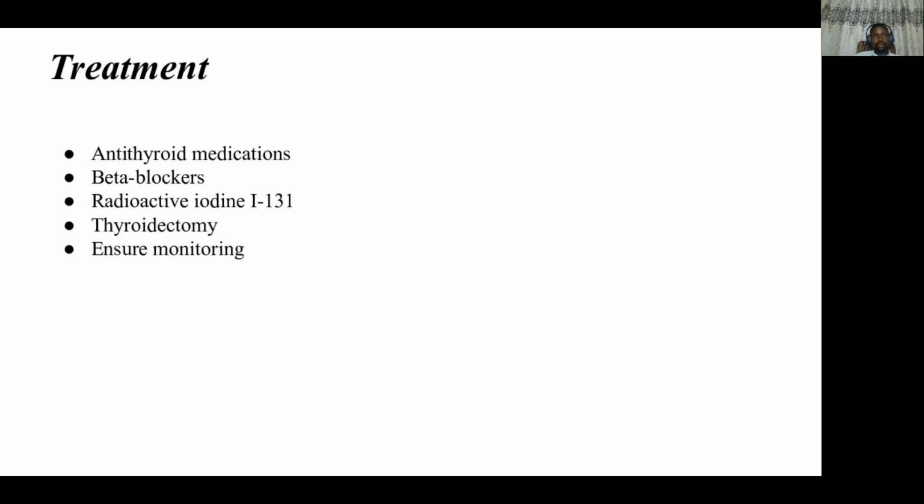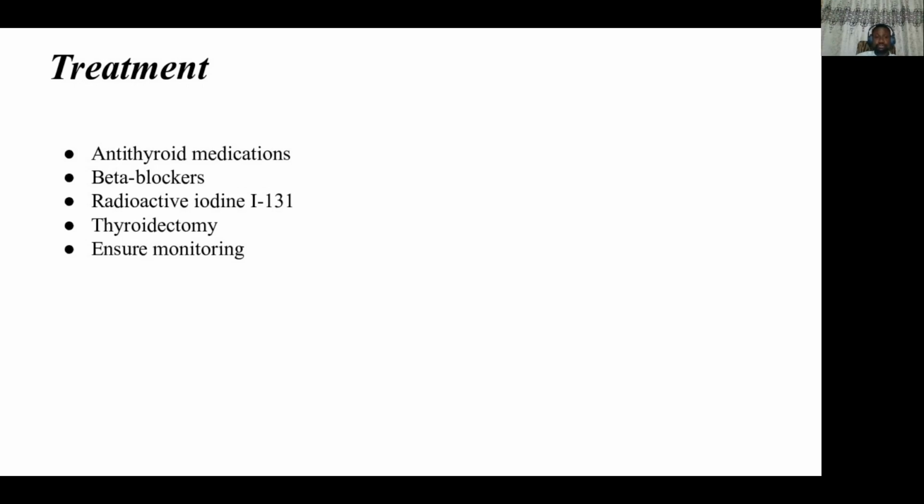So when we've confirmed and found positive findings during our investigations, the patient can be treated with antithyroid medications like carbimazole or propylthiouracil to inhibit thyroid hormone synthesis. You can also administer beta blockers like propranolol for symptomatic relief of the tachycardia and tremors. Radioactive iodine, I-131, destroys overactive thyroid tissue. So this can actually help in the management of a patient with hyperthyroidism.